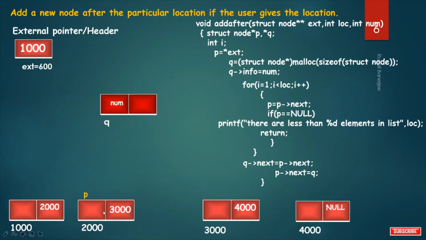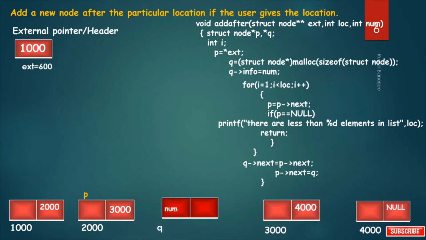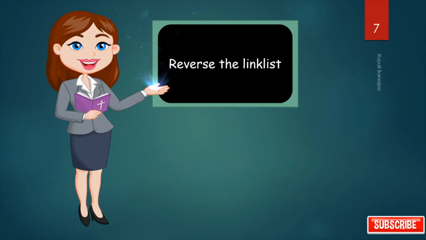So first you have to give Q arrow next equals to P arrow next. Means first you have to give 3000 here, then you have to insert Q here. Remember the sequence, this is very important. So Q arrow next is P arrow next and P arrow next is Q. In this way, we can add a new node after the particular location and the location is given by the user. Our next operation is reverse the linked list.